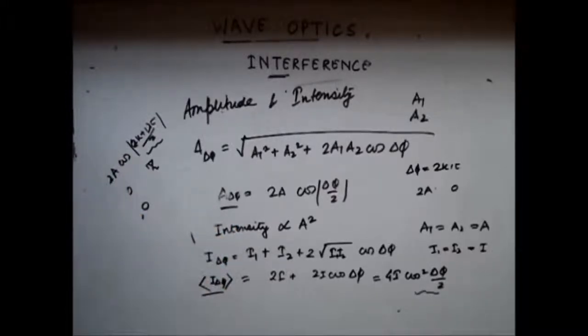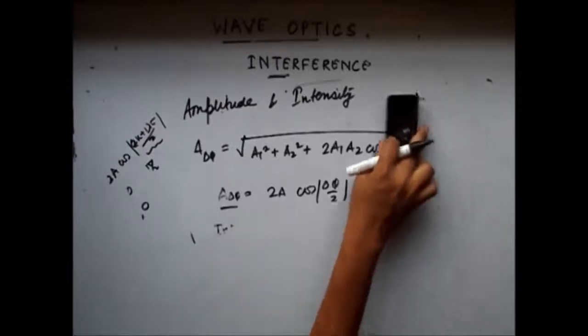Now, we saw the example of Young's double slit experiment to obtain coherent sources. Now, the idea is to get two incoherent sources.